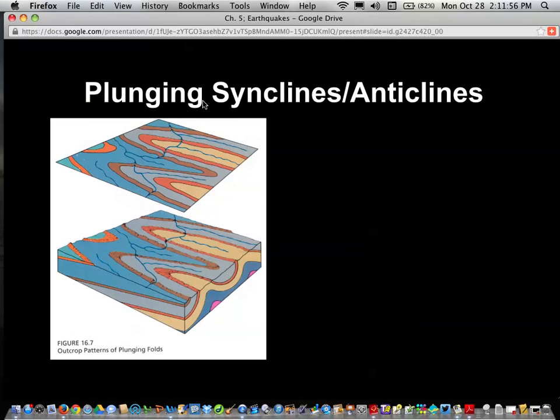One of the things that we didn't mention was if a syncline or an anticline is not completely horizontal. What if it's tipped and flipped up at an angle? Well, these are some of the things that result on the surface of the Earth where an anticline is plunging down into the ground or up into the sky. So it forms these U-shaped features on the surface of the land.